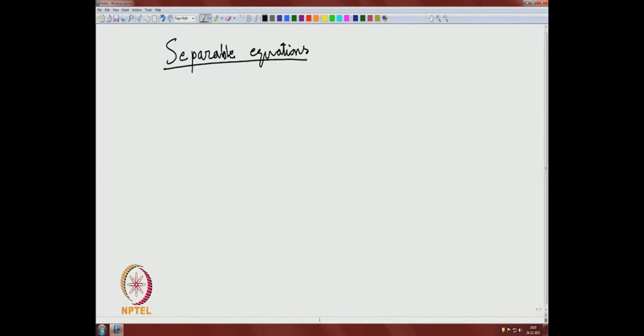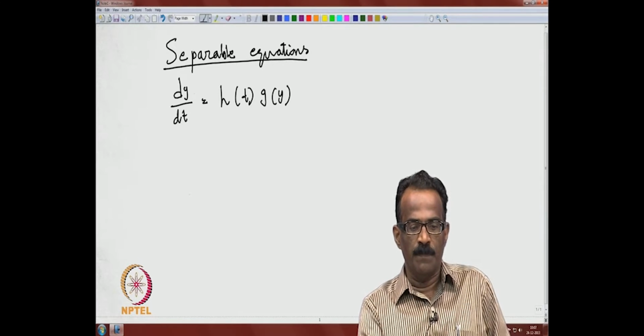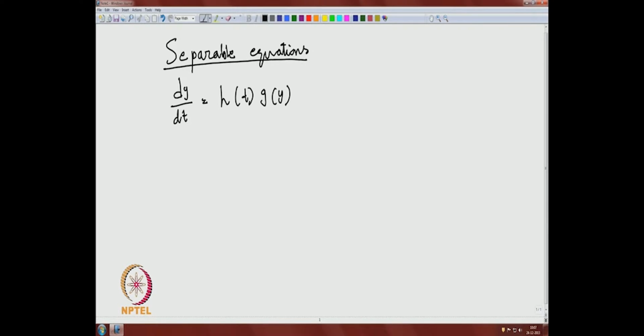So, if you can write a differential equation of the form dy by dt is equal to h of t into g of y, this equation need not be linear at all. It need not be linear, but it is in the separable form: the dependent variable and the independent variable are separated out.